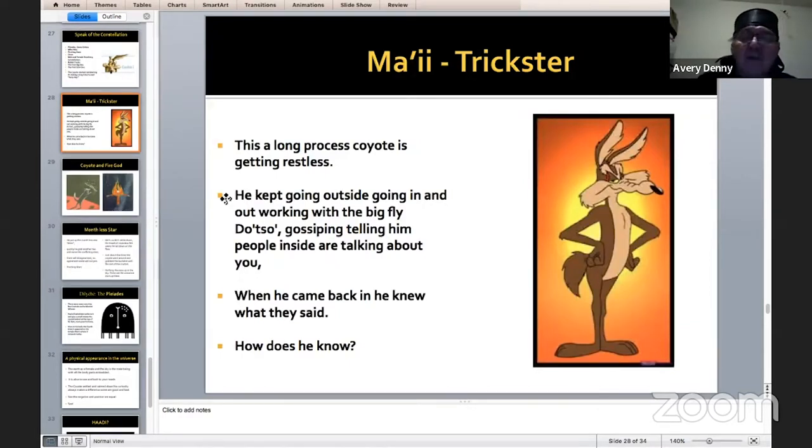He kept going outside, working with the Dotso. And the Dotso would be listening for him. Every time the coyote went outside, the big fly would tell the coyote, "Hey, they're talking about you in there." And every time the coyote left, the first man and these other people in there would say, "What's bugging him?" So when he came back, he already knew what people were saying. Gossip. There's always one in the crowd, the tattletale. Very impatient coyote.